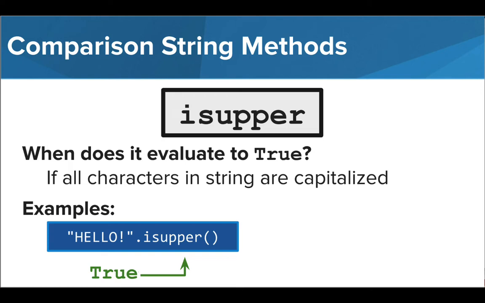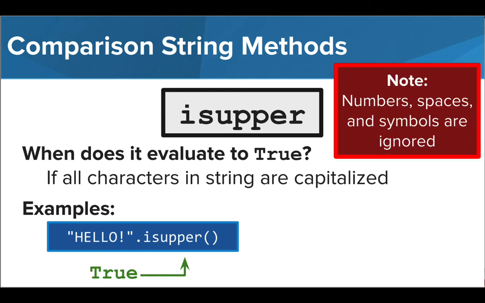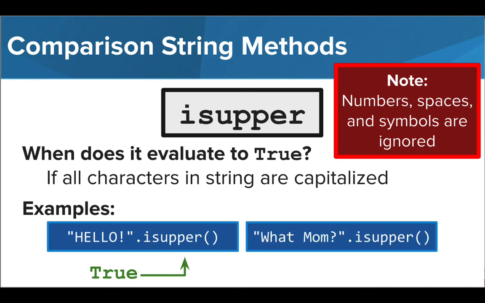You may be wondering about the exclamation mark though. Surely we can't tell if an exclamation point is uppercase or lowercase, so how does this method deal with that? Well, this method simply ignores all characters that are not letters in the string, so any numbers, spaces, or symbols will just be skipped over. With that in mind, would this example evaluate to true or false? The space and question mark would be skipped, but since there are lowercase letters included, this would evaluate to false.